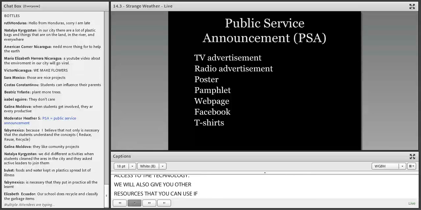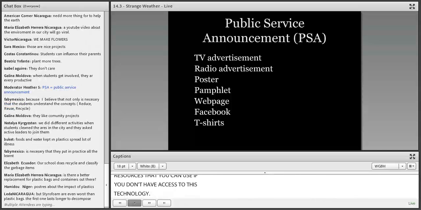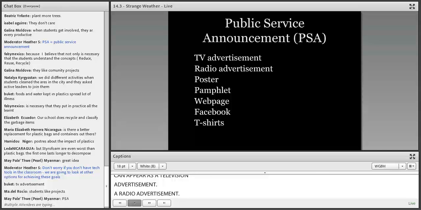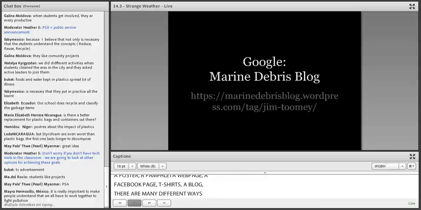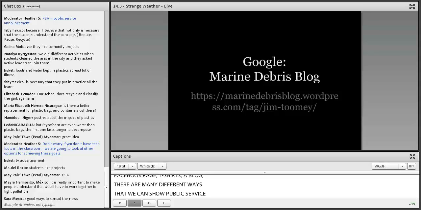So a public service announcement can appear as a television advertisement, a radio advertisement, a poster, a pamphlet, a web page, a Facebook page, a t-shirt, a blog. There are many different ways that we can show public service announcements. What I'm going to focus on today is sharing a public service announcement with you that can be found on the Marine Debris blog.